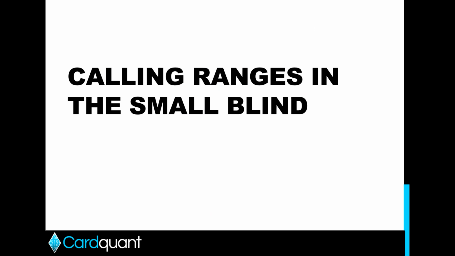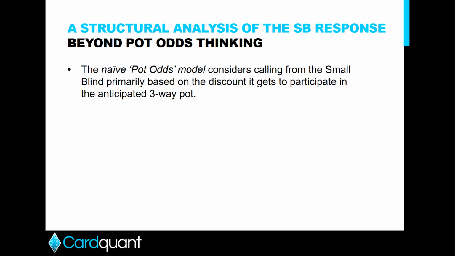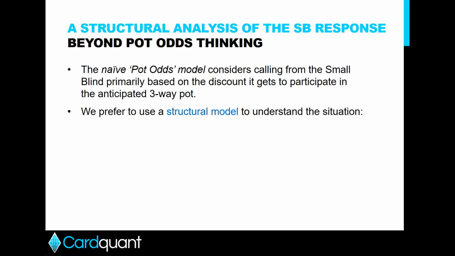So let's have a quick outline of the consequences of this structure for calling ranges in the small blind. A naive pot odds model, which hopefully most of you watching this series and beyond would now consider, would call from the small blind primarily based on the discount it gets to participate in the anticipated 3-way pot. And we prefer to use a structural model to understand the situation.